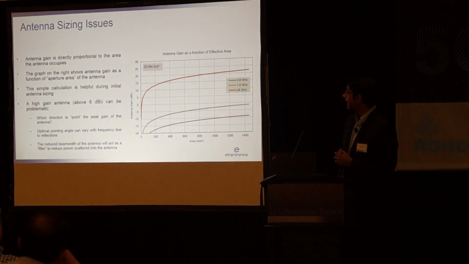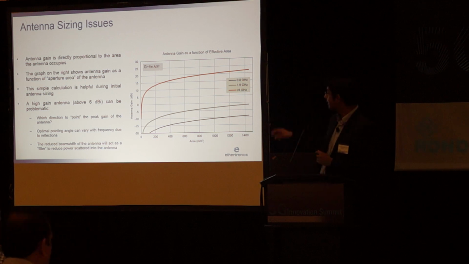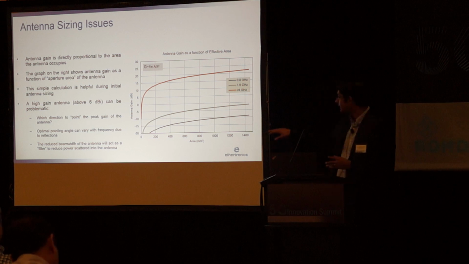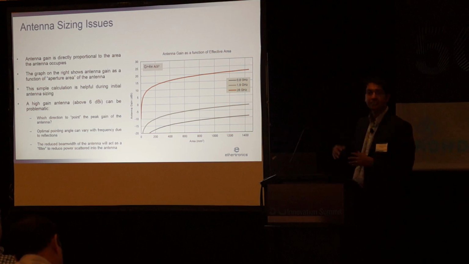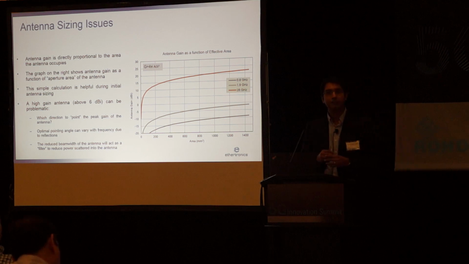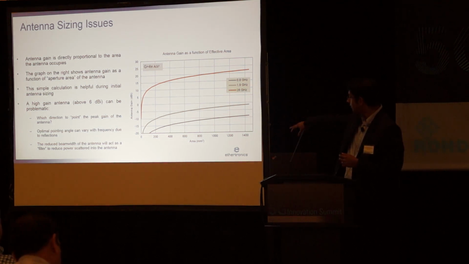One more thing to look at is the antenna size and how this works. In this particular graph, on the y-axis we have the antenna gain in dBi, and on the x-axis we have the area of the antenna in millimeter square. For example, let's take something that is 5 centimeters by 2 centimeters, 50 millimeters by 20 millimeters, which will bring me to 1000 millimeters square on the graph.